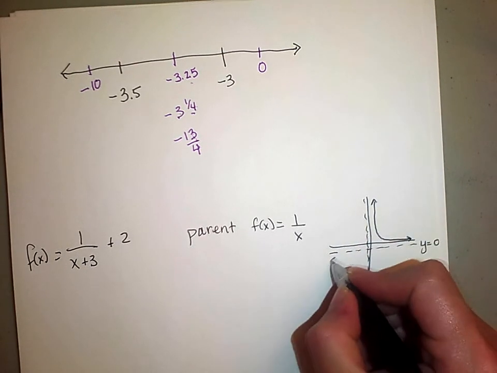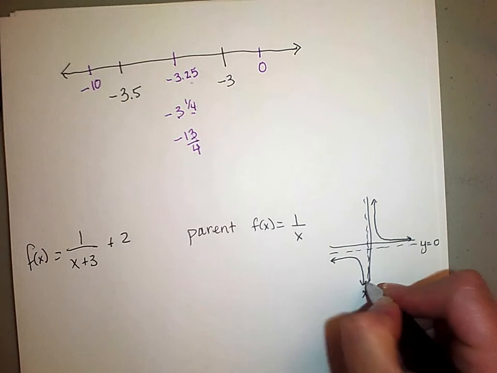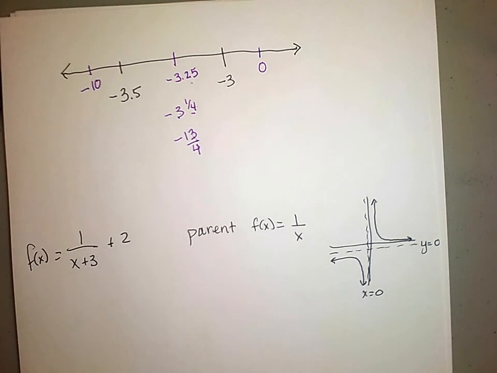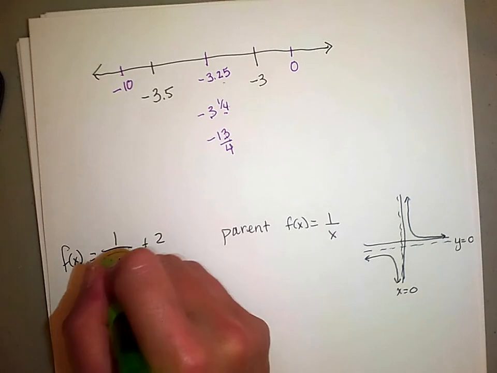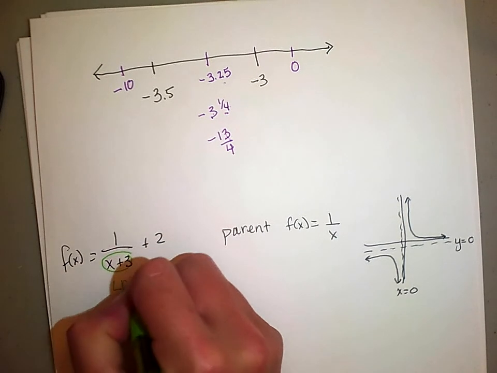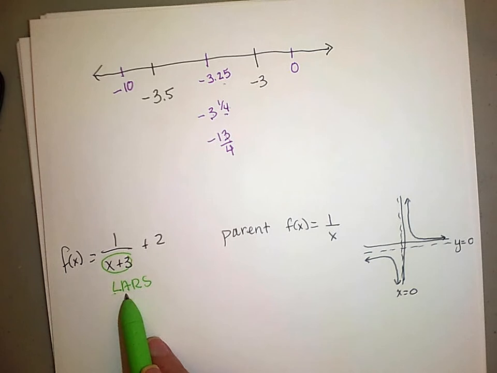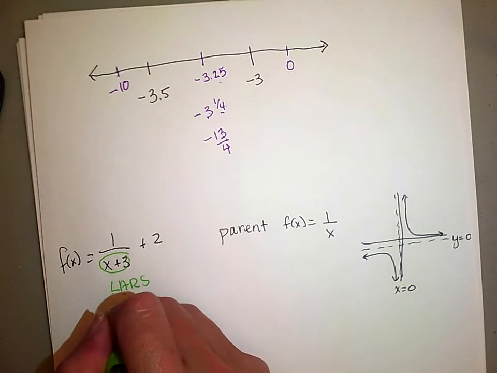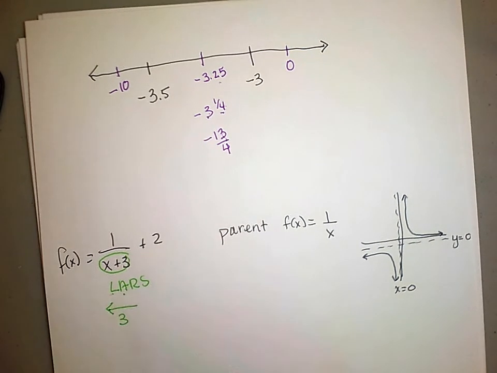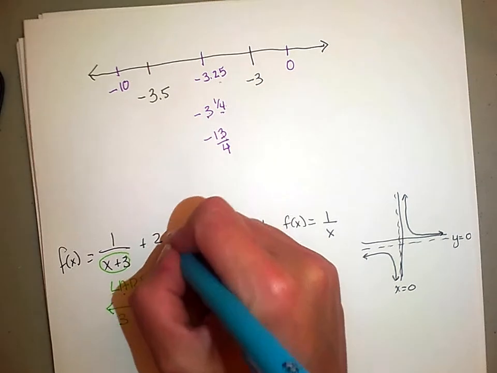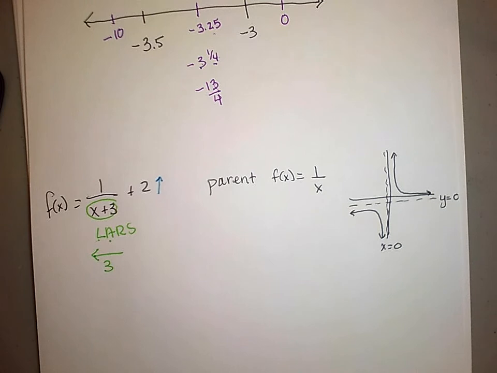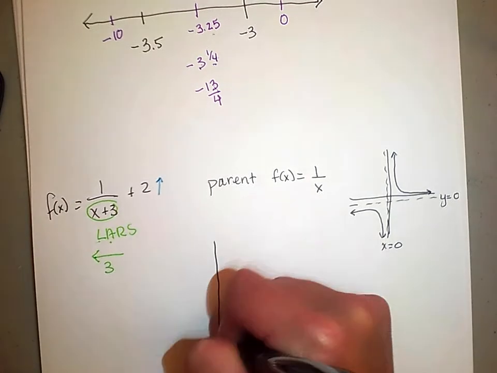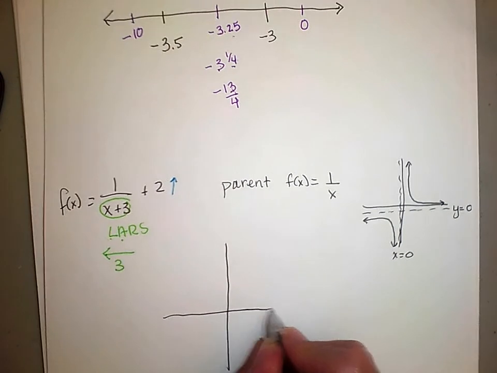It has horizontal and vertical asymptotes. This one's x equals 0. This is y equals 0. And the graph stays bounded like this. Okay, this is our parent function. So how are these translations going to affect it? Well, this x plus 3, I'm going to the left, so I'm adding. So I'm going left 3 units. And then this will move it up 2.